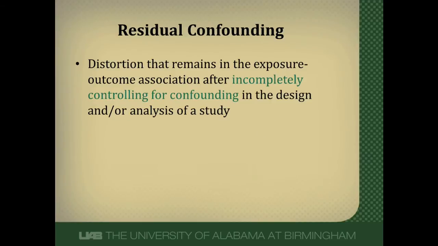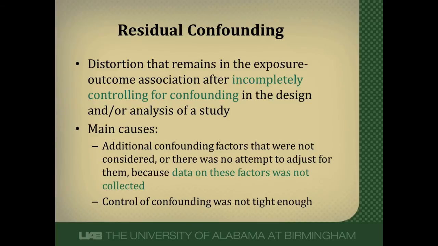So what is residual confounding? Well, residual confounding is just distorting the association between exposure and outcome because you've incompletely controlled for confounding in either the design or the analysis phase of a study. And the most common cause is that the researchers just didn't collect data on that potential confounder. Now, sometimes it's because they didn't know that something was a potential confounder. We do discover new things as time goes on.